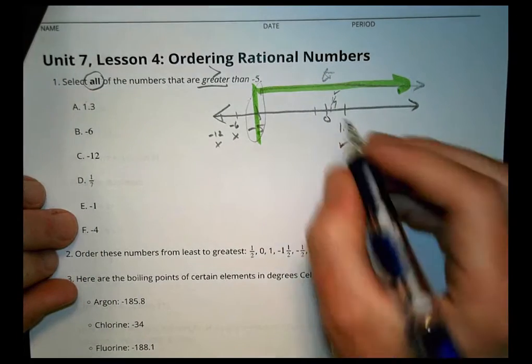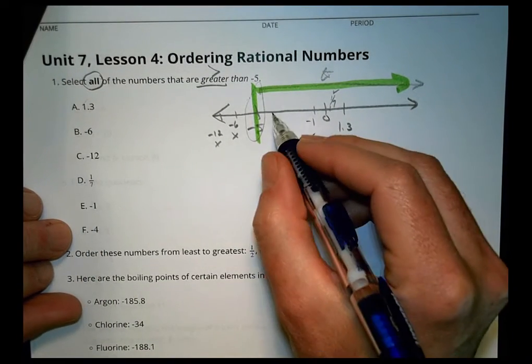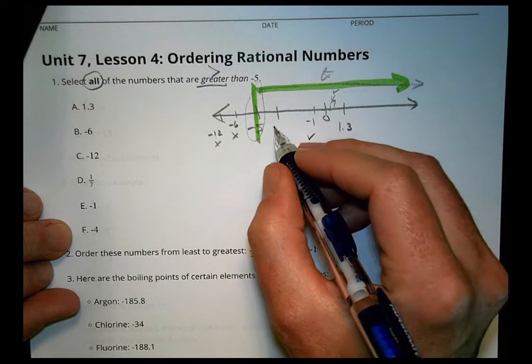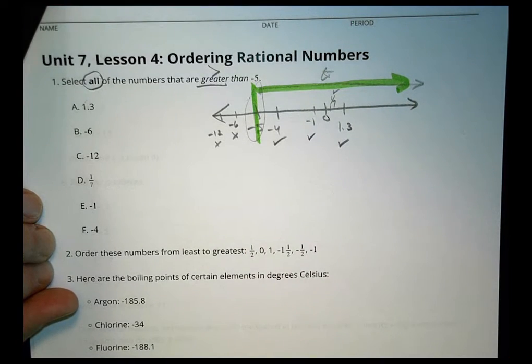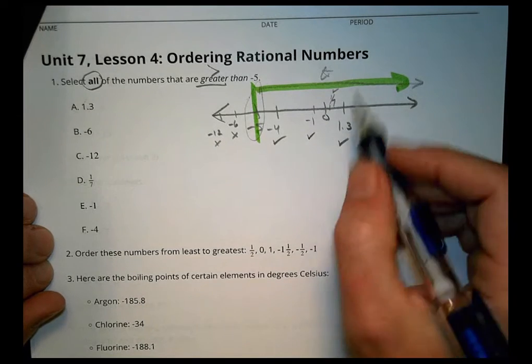And so negative 1 is also just fine. Negative 4, it's still to the right of negative 5. That's just fine as well. So you have 4 answers that are going to work out for you just fine.